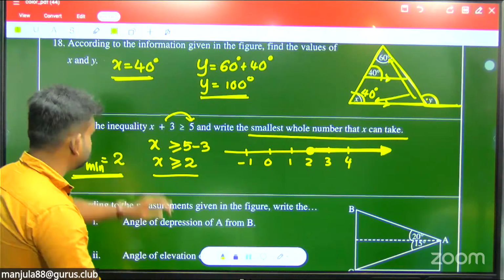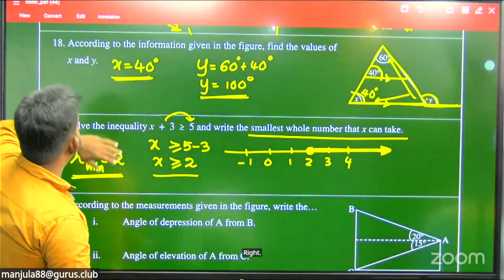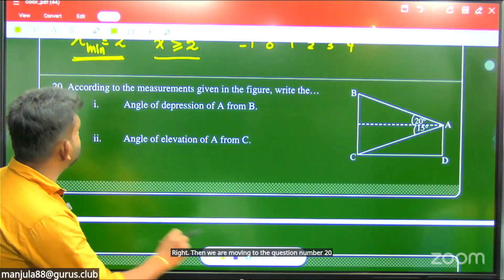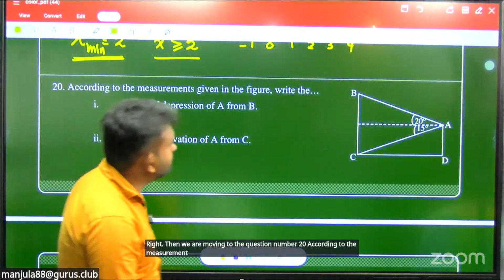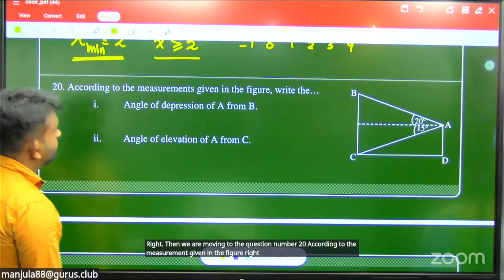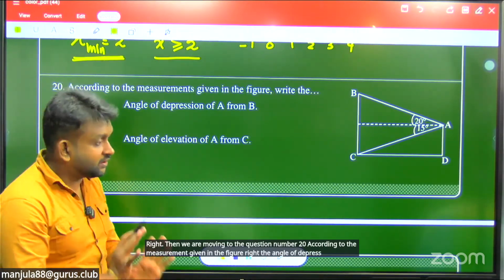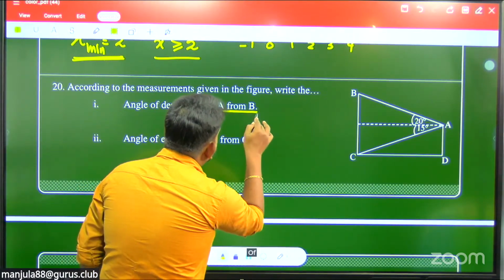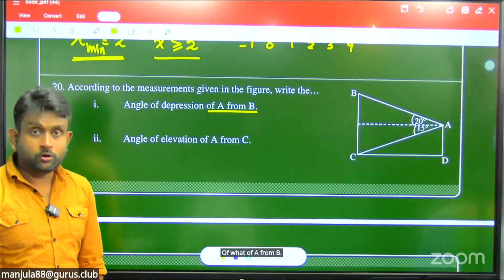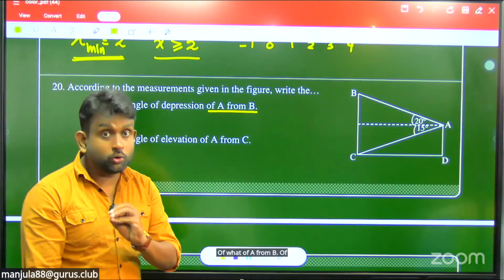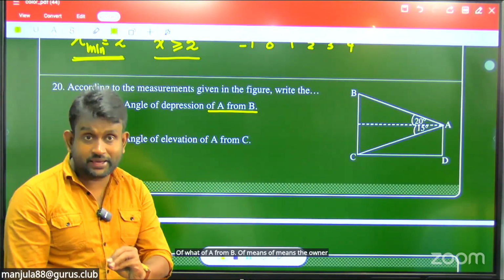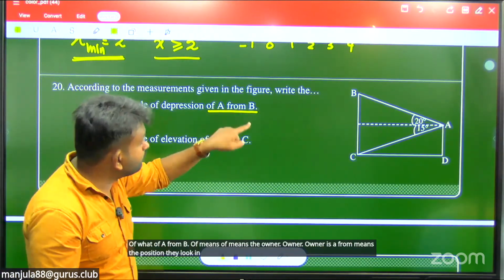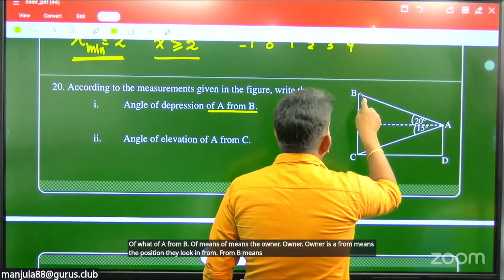Right. Then we are moving to question number 20. According to the measurement given in the figure, write the angle of depression of A. Carefully see this wording: of what? Of A from B. "Of" means the owner is A. "From" means the position they look in. From B means B is the looking point.